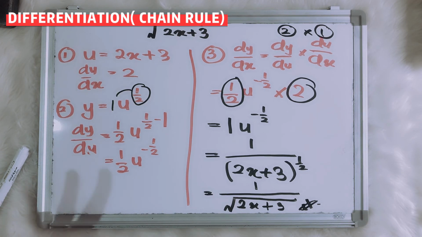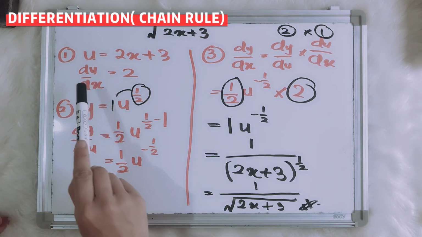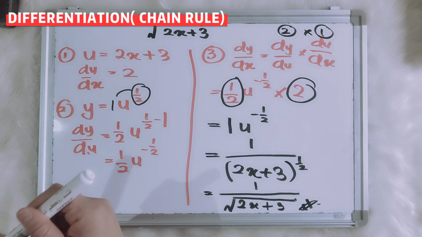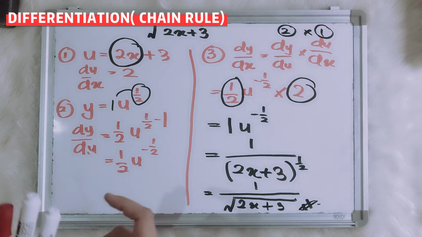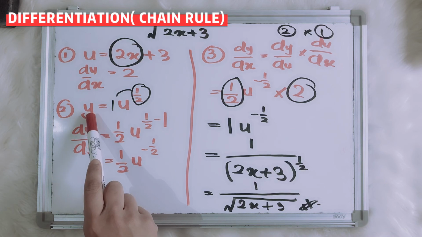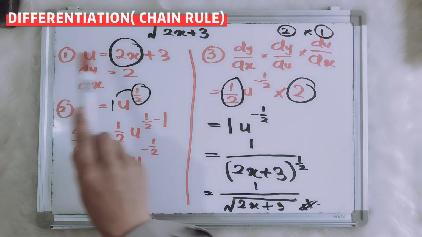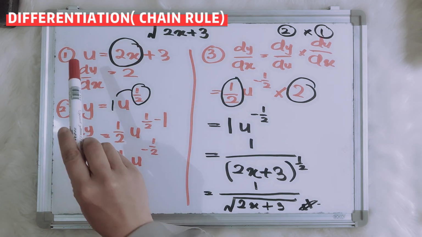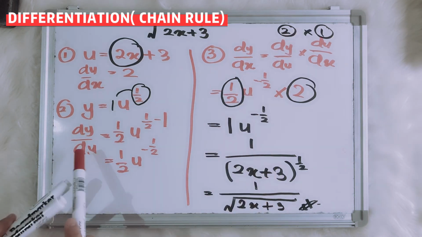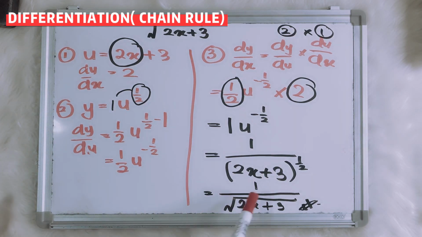Simple, right? You only have 3 steps. You find your u first. Then you do du over dx, where you just focus on the term with x; if there is no x, you don't need to focus on it. Then you find your y, which is the whole equation, with u to the power of 1/2 based on this question. The first step, second step, third step: you multiply the second step with the first step. That's all for today. I hope you really understand how to do the chain rule, or as some people call it, the first derivative.